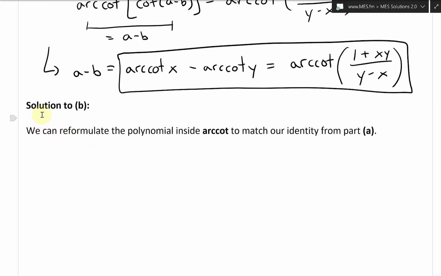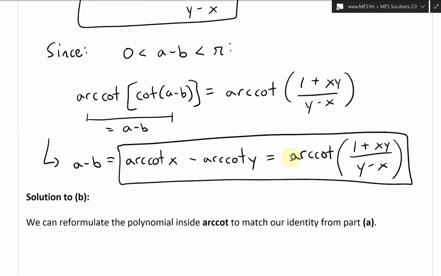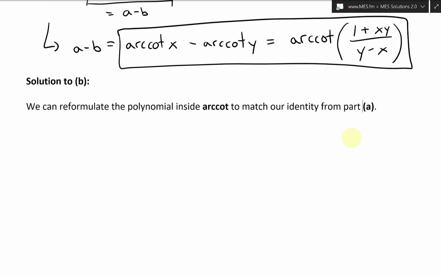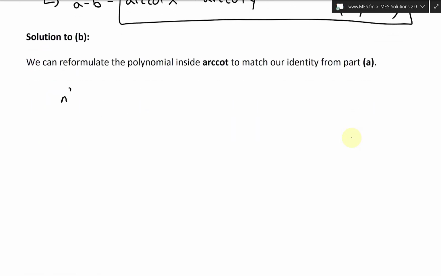Let's look at the solution to part B. We can reformulate the polynomial inside arccotangent to match our identity from part A. We could look at that and match it with this right here. We could see that if we do some algebraic manipulation. So n squared plus n plus 1 is equal to, let's factor out the n from these two terms, n times n plus 1, plus 1.